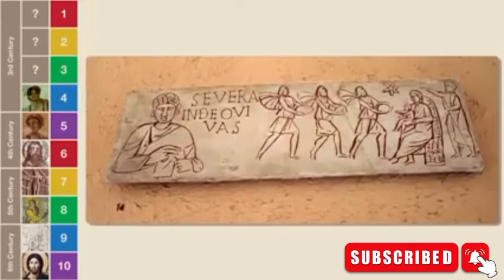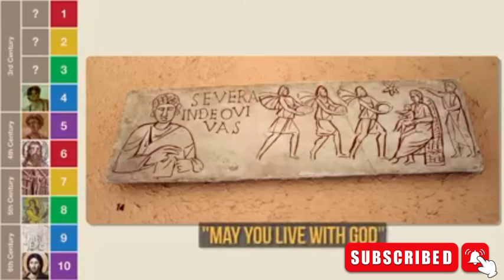We've now come to our final 3 images. The 3rd oldest image we have of Jesus is from this sarcophagus lid, which is inscribed with the words Severa in Deo Vivas. But note that the person shown to the left of the words is not Jesus. That's likely an image of Severa, the woman who was buried in this particular sarcophagus. In Deo Vivas means, may you live with God.